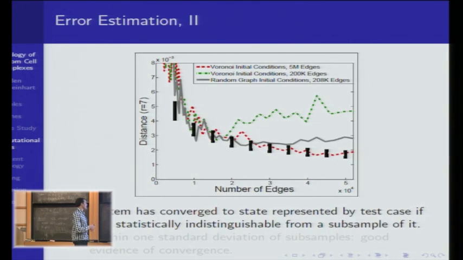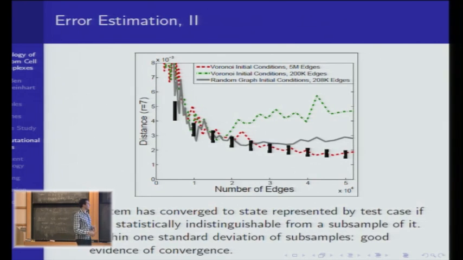And we say that the system has converged to the state represented by the test case if it is statistically indistinguishable from a subsample of it. So here, we have a very large test case. I think it's about 5 million edges. And this is 50,000, which is relatively small compared to 5 million. So we can take a bunch of subsamples with 50,000 edges of the big test case.